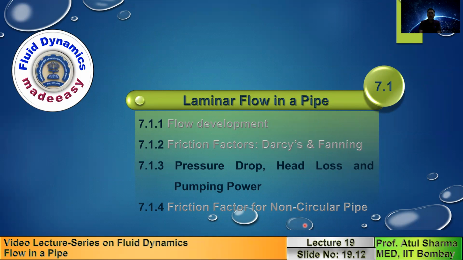After deriving the non-dimensional expression for the pressure gradient and the wall shear stress, now I'll present the pressure drop, the head loss, and the pumping power. There's a drop in pressure that we have mathematically seen, that dp by dx is negative. In a fully developed flow, this pressure drop is due to the viscous resistance, which is constant per unit length of the pipe. That's why dp by dx is constant.